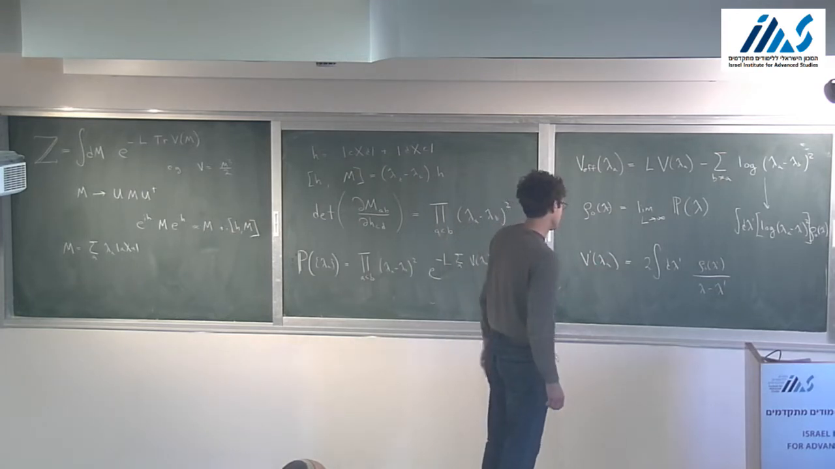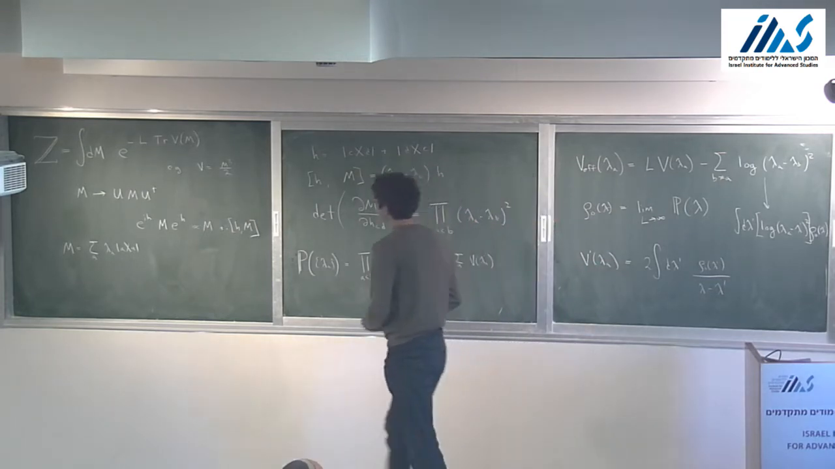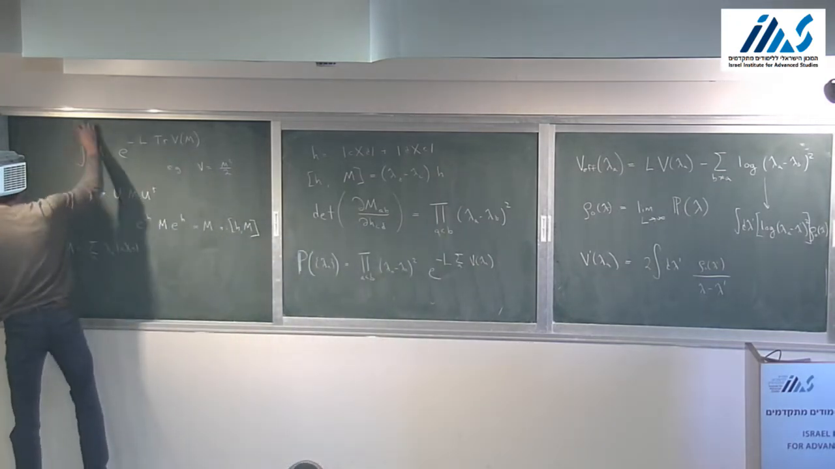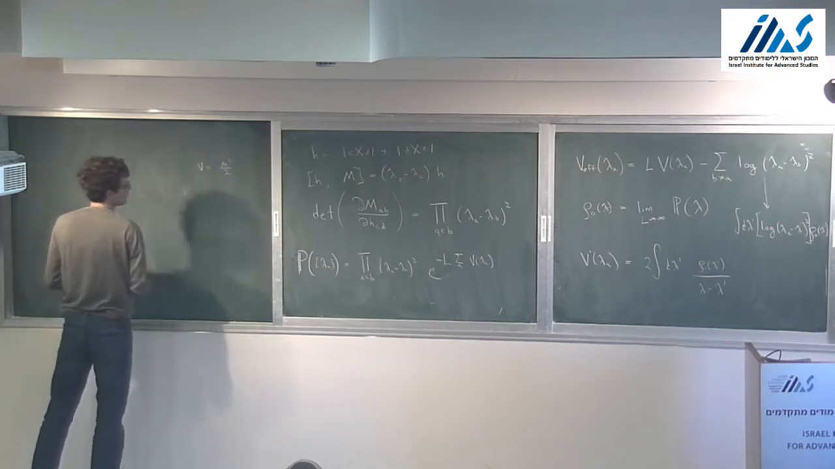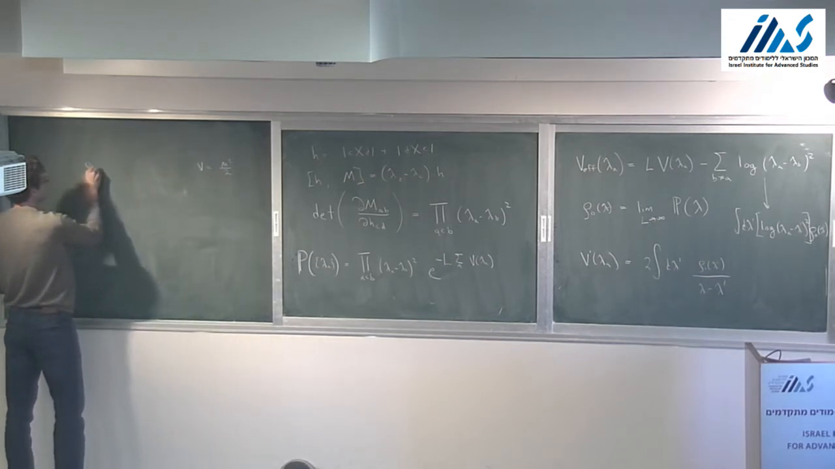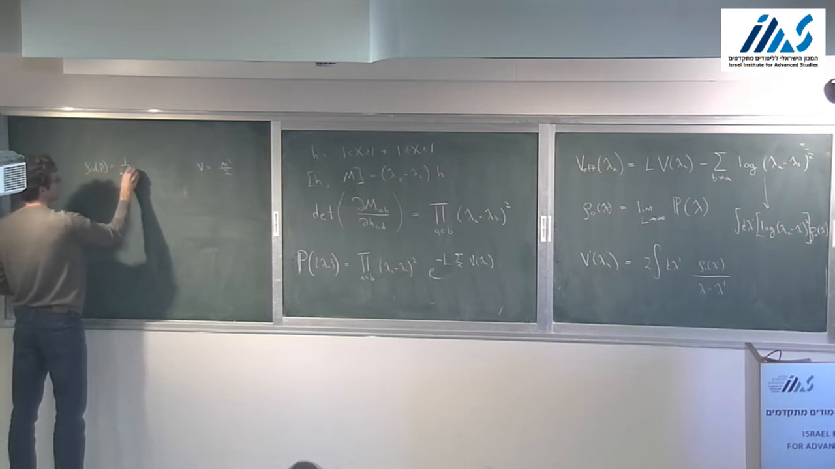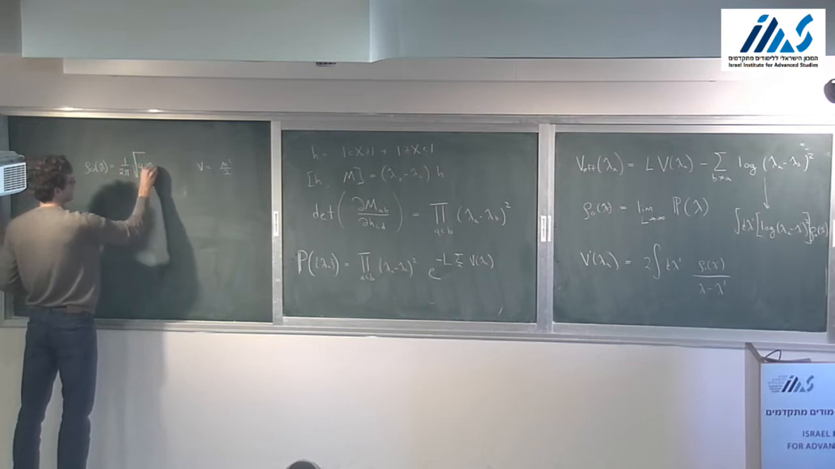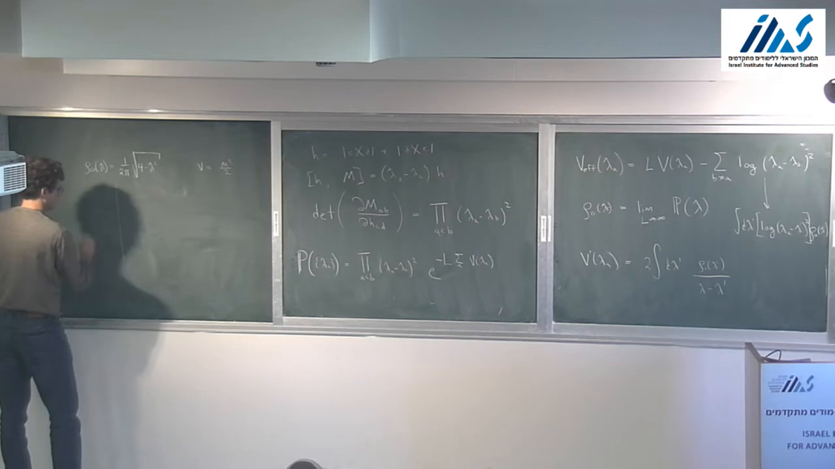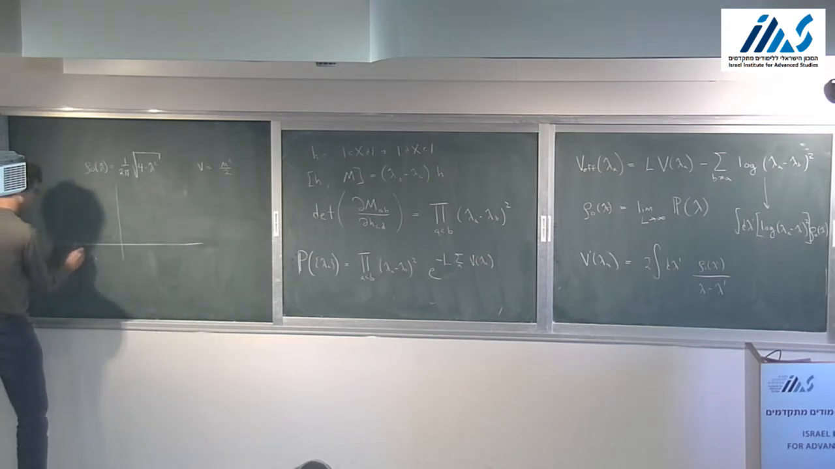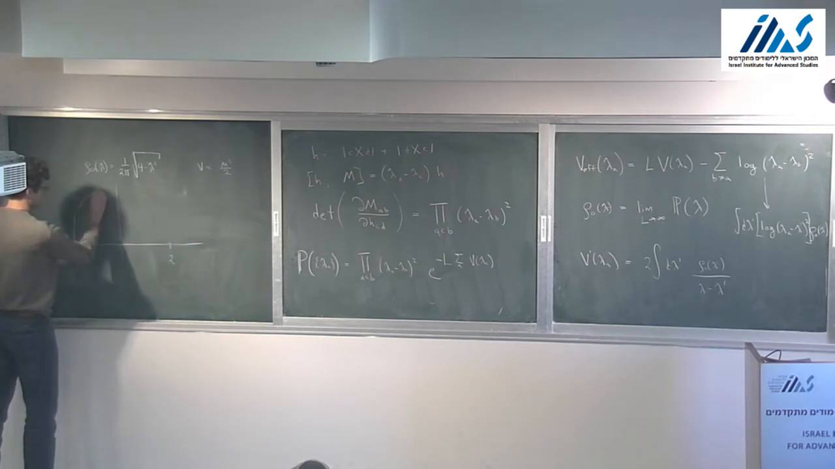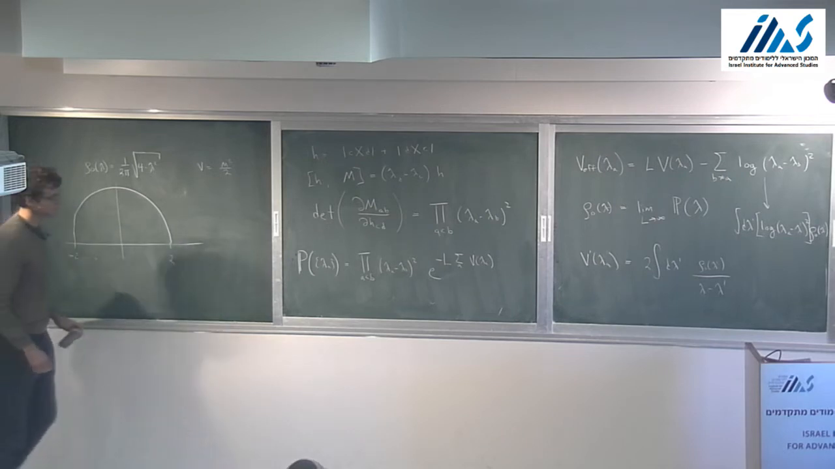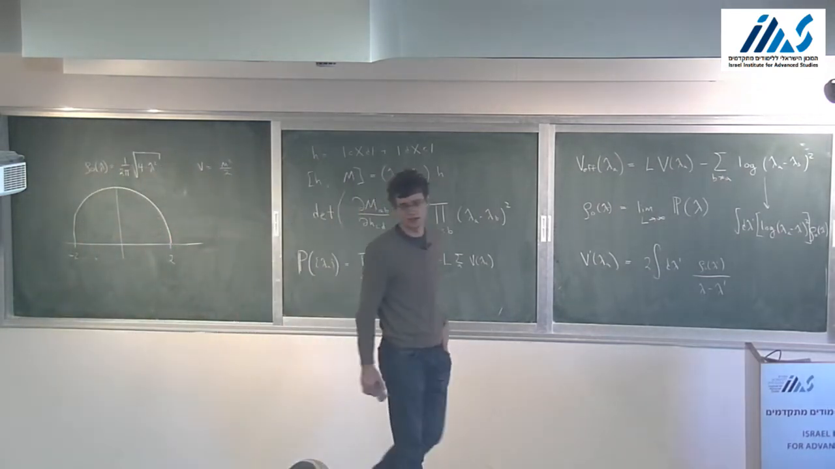I'm not going to go through that in detail, but just as an example, for the GUE case, where we take the potential to be m squared over 2, one finds this expression. Rho naught of lambda is 1 over 2 pi times the square root of 4 minus lambda squared. So this is sometimes referred to as the Wigner semicircle. It's a distribution that's supported between -2 and 2, and it's a semicircle. So this is the equilibrium configuration of the eigenvalues at large L.